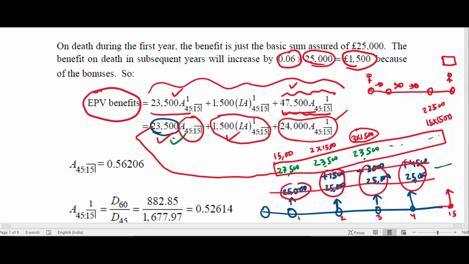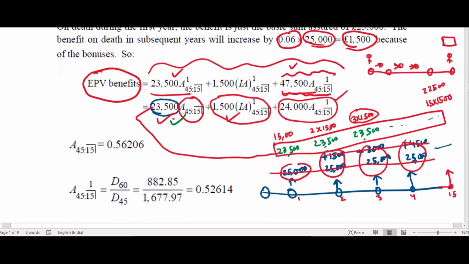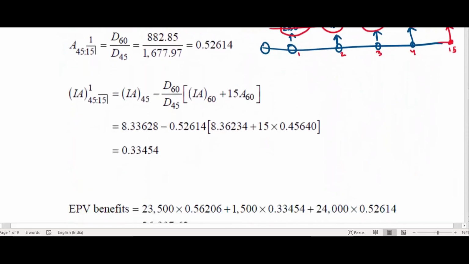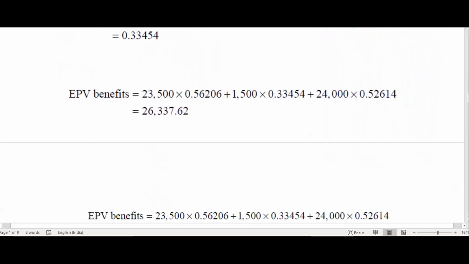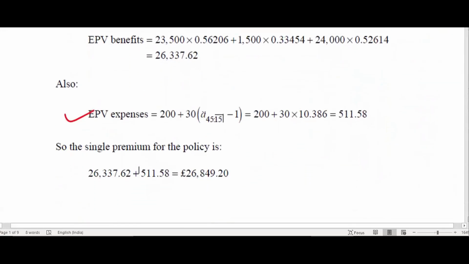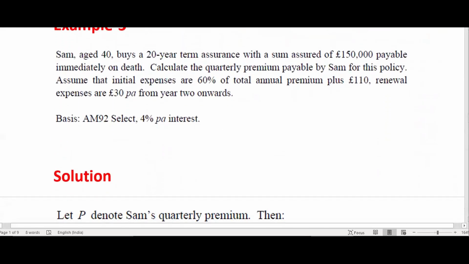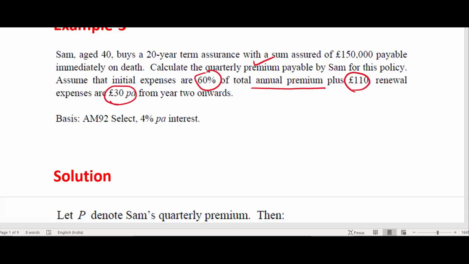If you have any problem, let me know next time. You take your time. Okay, instead of asking or worrying now, you take your time, you calculate, you do it, then ask me. I'll send you the word file as well. Complete it. Now the next one is Sam aged 40 buys a 20-year term assurance with a sum assured of 150,000 payable immediately on death. Now quarterly premium. Initial expense 60% of the total annual premium plus 110. Two things. Renewal expense 30 per annum from year 2 onwards.